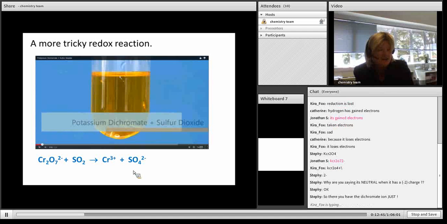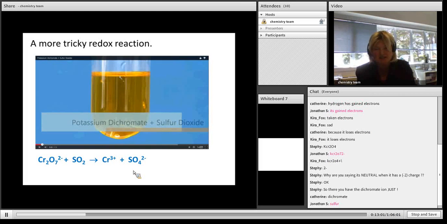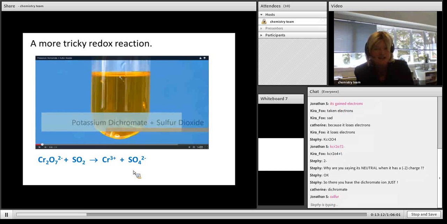So just looking at that equation, and I say this is a tricky example, which one is the reductant? Yep, so Steffi, I've just got the dichromate here, not the potassium dichromate, because again, the potassium is what we call the spectator ion, it's not involved. Okay, so you say it's the reductant. Okay, some of you say sulfur and some of you say dichromate.